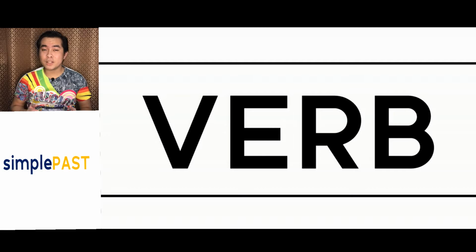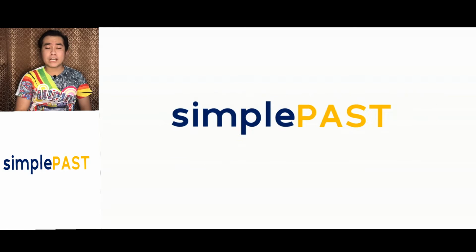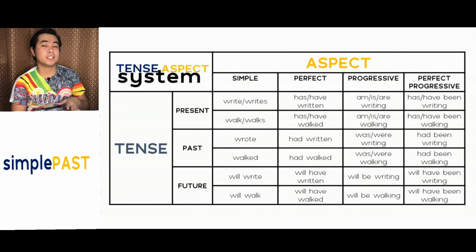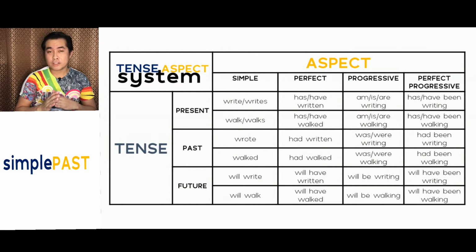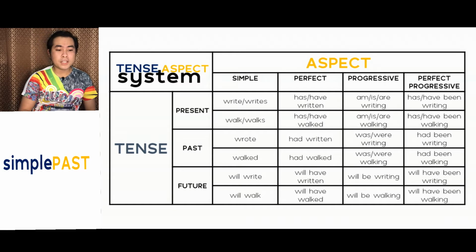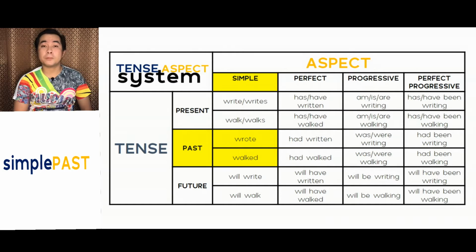Just like what I said, we will talk about the simple past in this video. Let's begin again with the tense and aspect system chart that I showed you in the introduction of the tense and aspect system, and also in the first video, which is the simple present. Today we will talk about the simple past.